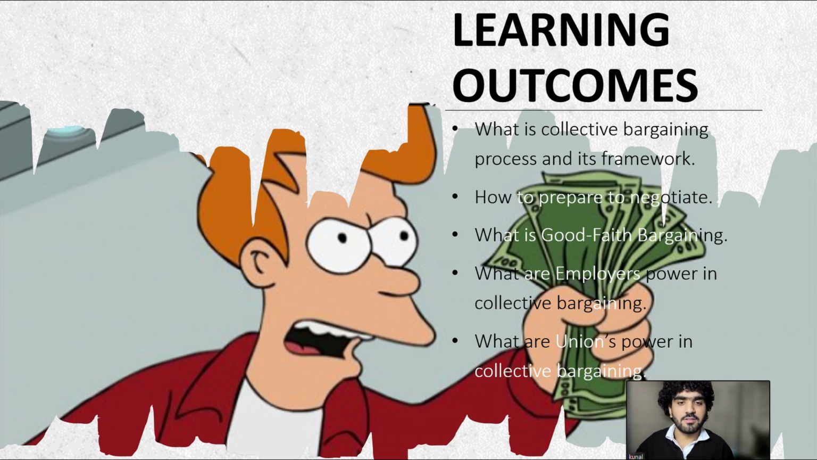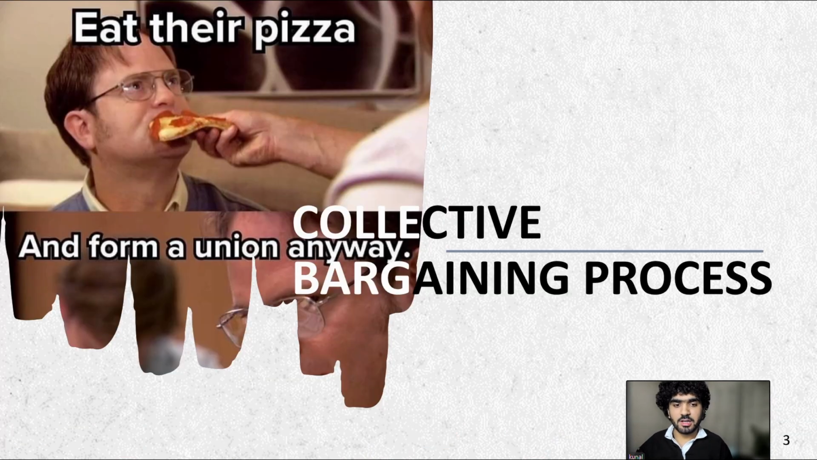Firstly, we have our learning outcomes, what we'll learn in this session. The first thing will be what the collective bargaining process and its framework are. And the second will be how to prepare to negotiate, what good faith bargaining is, what employees' power is in collective bargaining, and what the union's power is in collective bargaining. We're going to discuss all these topics, and at the end of the session, you're going to know what all these things are. So, the collective bargaining process.